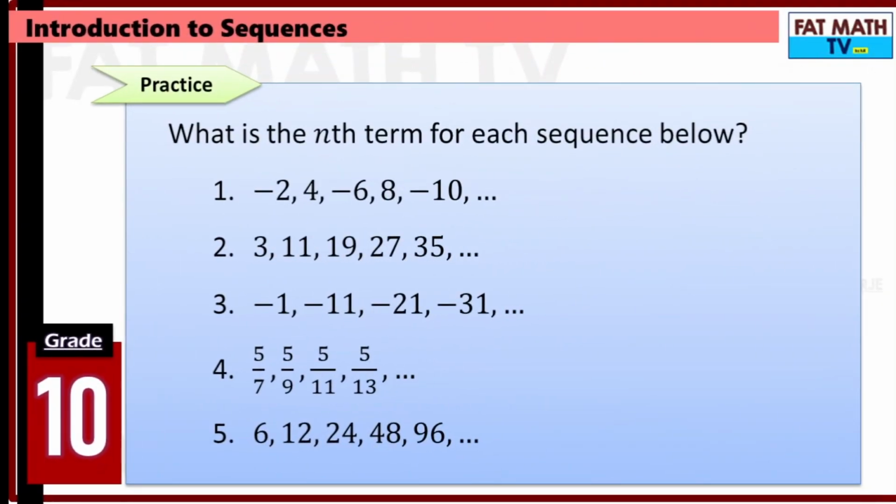Okay, so for your practice, answer the following items. What is the nth term for each sequence below? Number 1, negative 2, 4, negative 6, 8, negative 10. Number 2, 3, 11, 19, 27, 35. Number 3, negative 1, negative 11, negative 21, negative 31. Number 4, 5/7, 5/9, 5/11, 5/13. And number 5, 6, 12, 24, 48, 96. So pause the video and answer.